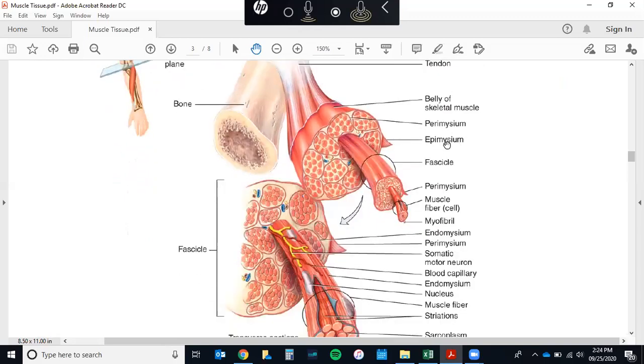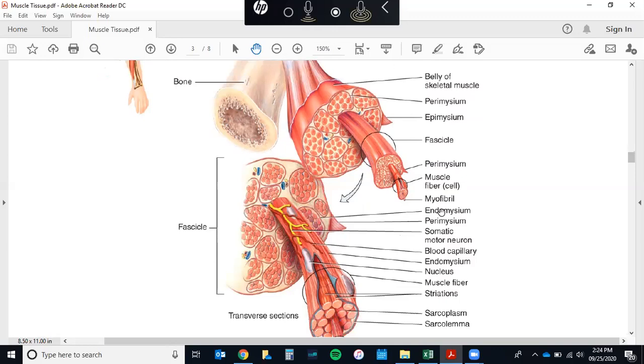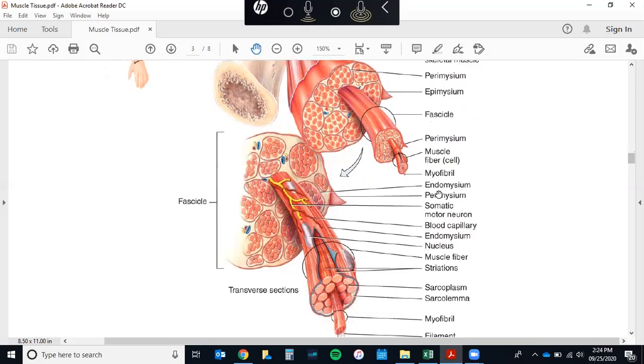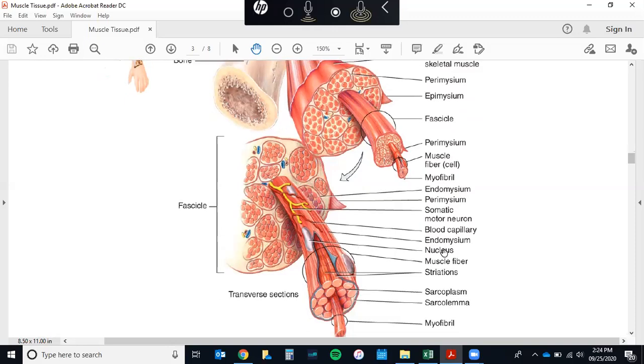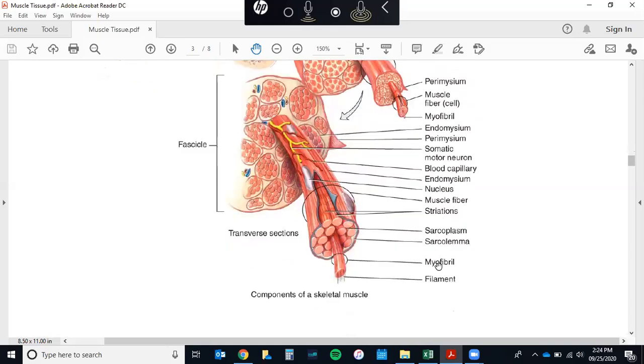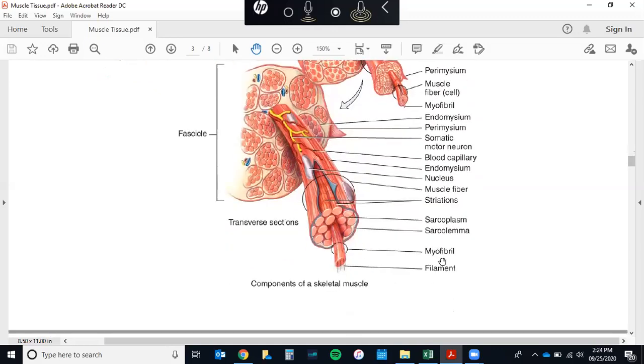Perimysium, epimysium, fascicle, perimysium again, muscle fiber, muscle cell, myofibril, endomysium, perimysium again, then you can skip down to endomysium again, muscle fiber again, and then you can skip down to myofibril, filament, and I wouldn't worry about it. I would include this bracket for fascicle so you can keep your head straight on what you're looking at in this portion of the picture.